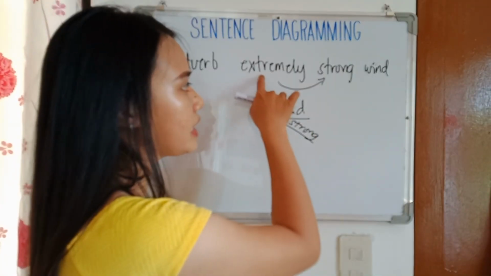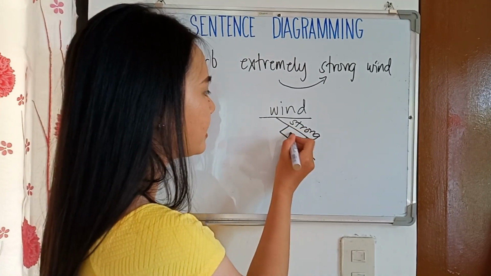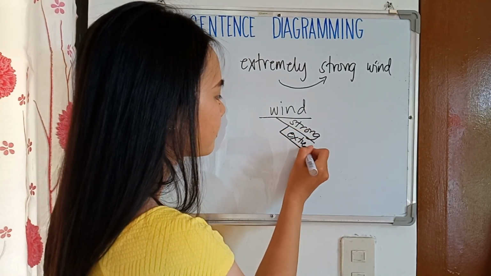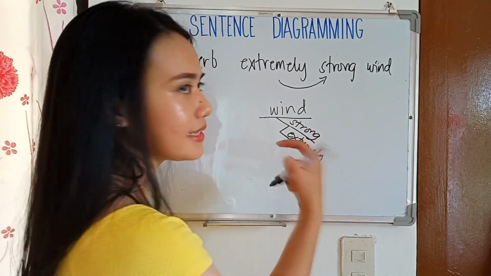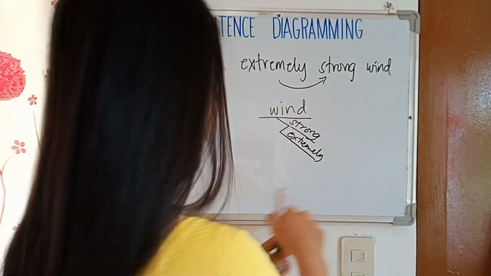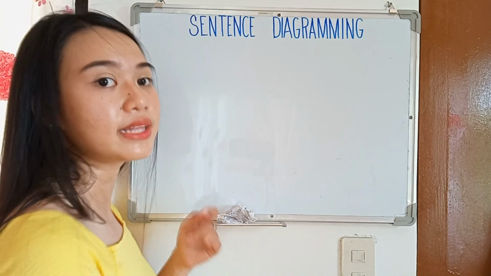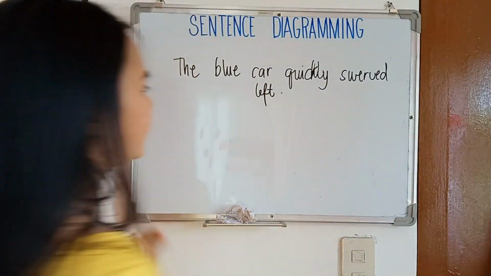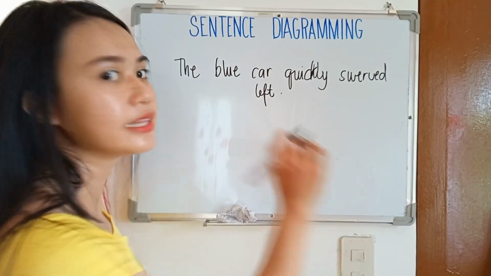Instead, extremely here modifies the adjective strong. So we write extremely here, just below the adjective it describes. So extremely strong wind. And this time we're going to diagram a complete sentence with adverbs and adjectives. Alright, in this sentence, the blue car quickly swerved left.